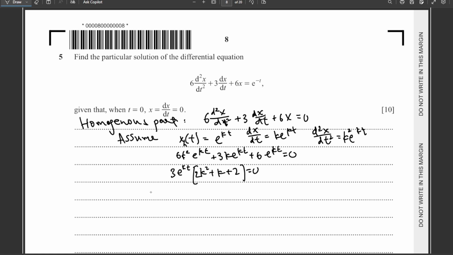So we know that the exponential function will never tend to 0, it will go very close to 0 but it will never actually equal 0, so that one yields no solution, and the only solution will come from our auxiliary equation, which is this quadratic in terms of k. And to solve this, you have to use the quadratic formula.